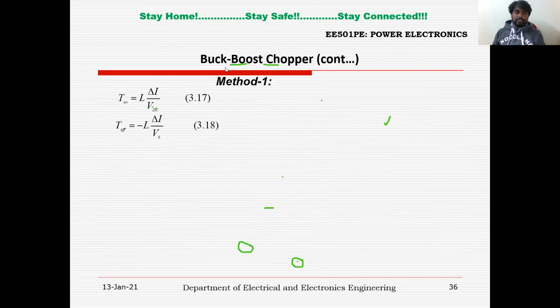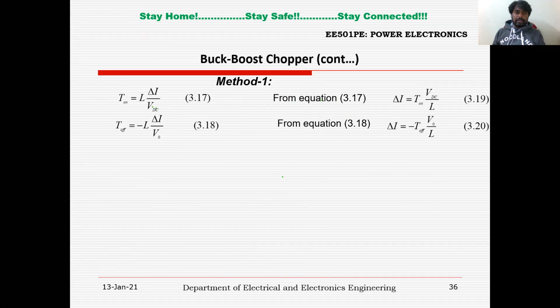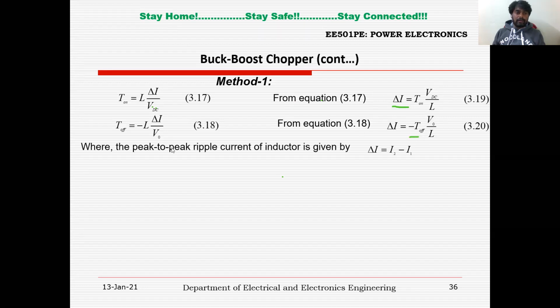So these are two equations for T on and T off. The same equation you can see here. From this expression you can write the change in current. From this one it is T on into VDC by L. Here it is minus T off into VDC, V naught by L. Right, and you can equate these two equations because both equations are for change in current.